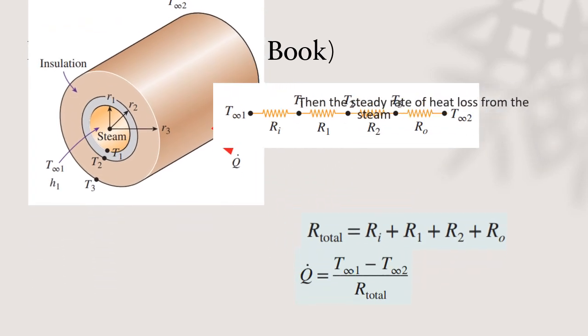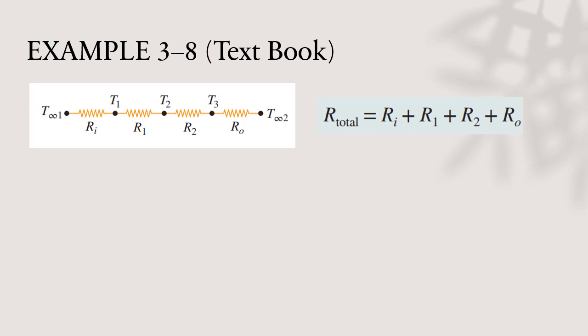And we know from the diagram, R sub i is convection inside the pipe. So R sub i equals R convection 1, which happens inside the pipe. And we know from Newton's law of cooling, thermal resistance by convection is equal to 1 over hA. In this case, 1 over h sub 1 multiplied by A sub 1.